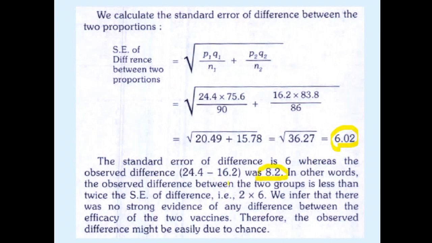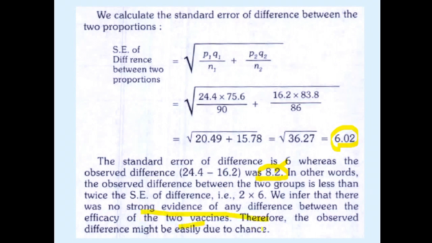In other words, the observed difference between the two groups is less than twice the standard error. So we can straight away calculate the critical value, that is 8.2 divided by 6.02. Here it is less than 2. Hence we infer that there is no strong evidence of any difference between the efficacy of the two vaccines.